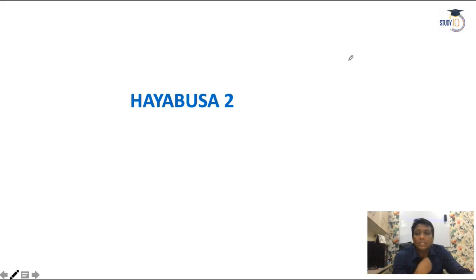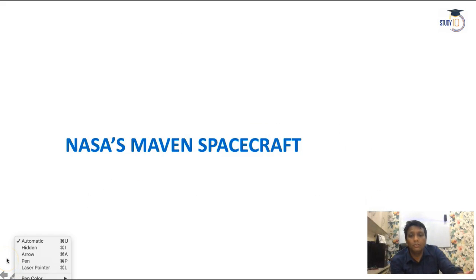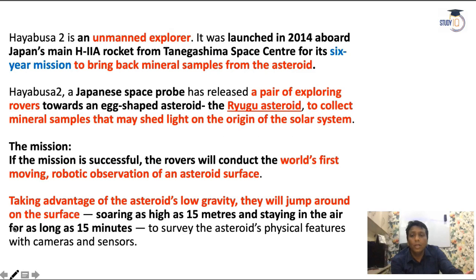Now we'll go into the discussion of Hayabusa. What is Hayabusa, friends? Hayabusa is actually an unmanned explorer. And do you know why Hayabusa is in the news? The reason is Hayabusa was launched in 2014. From the name it can be identified, it's a Japanese name.